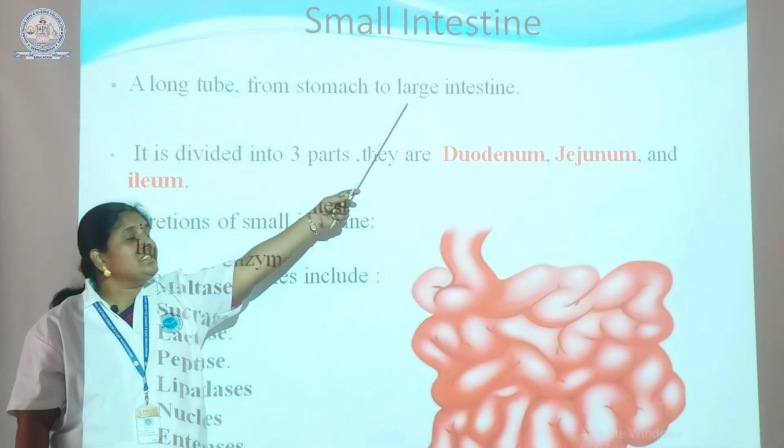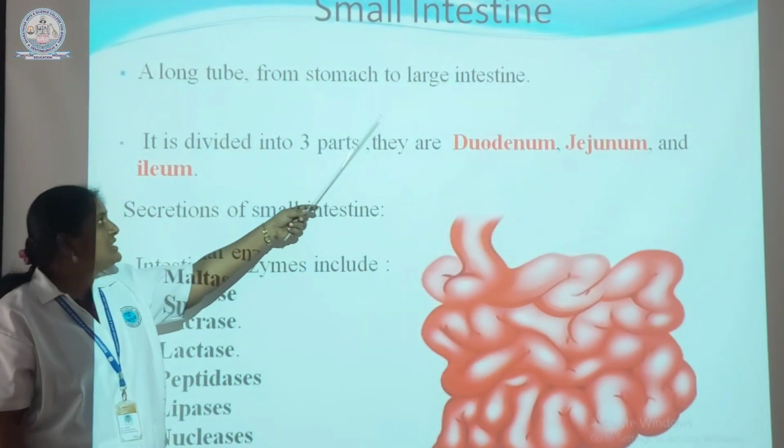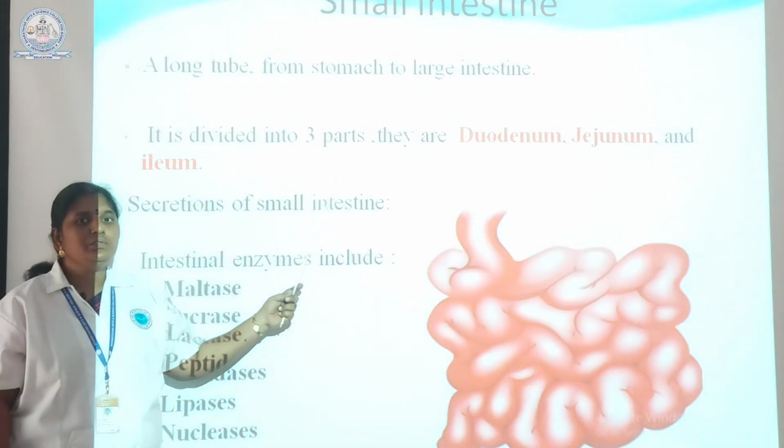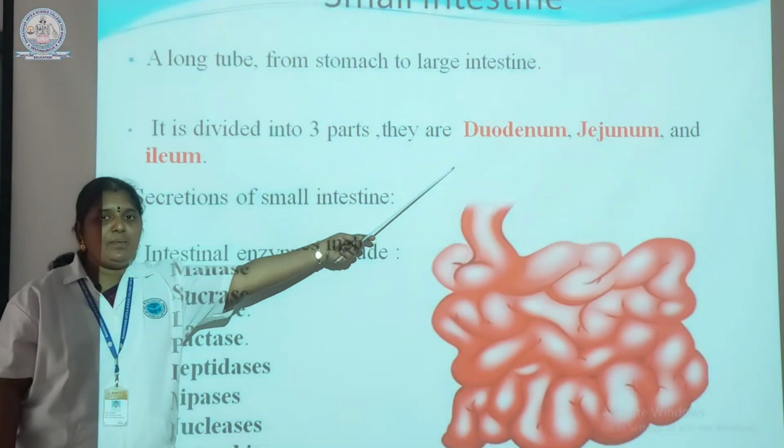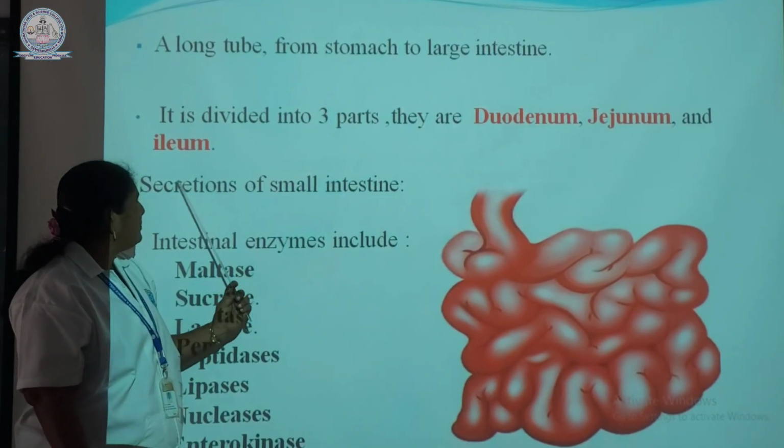Next, the small intestine, a long tube from the stomach to the large intestine. It is divided into 3 parts. First one is the duodenum, followed by the jejunum, and next is the ileum.